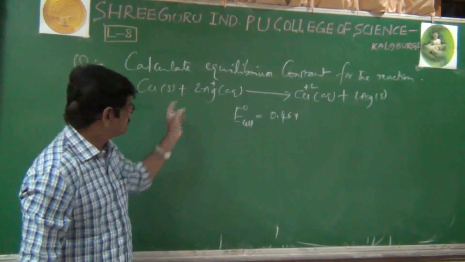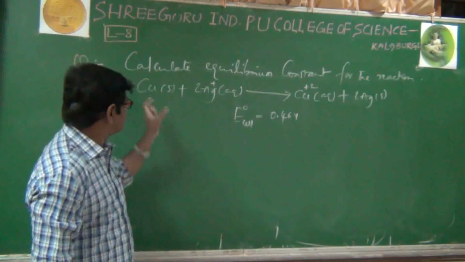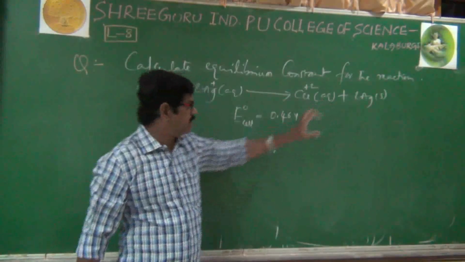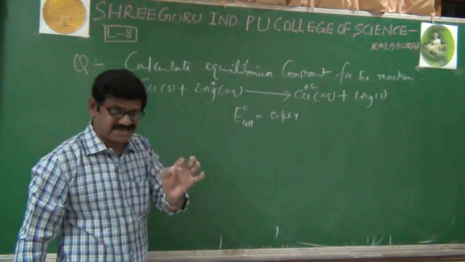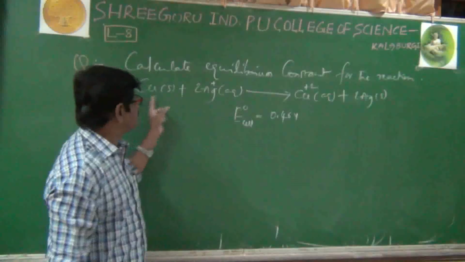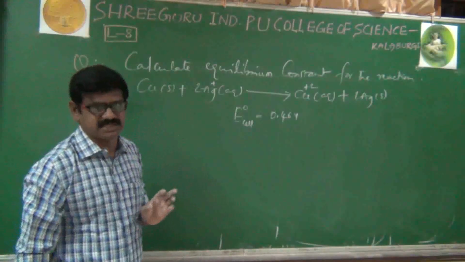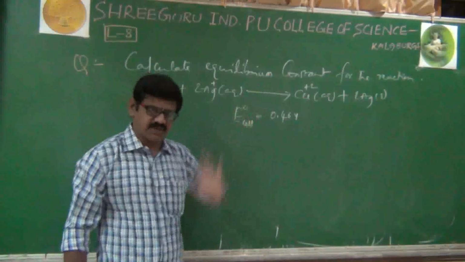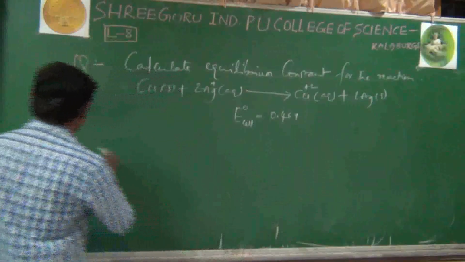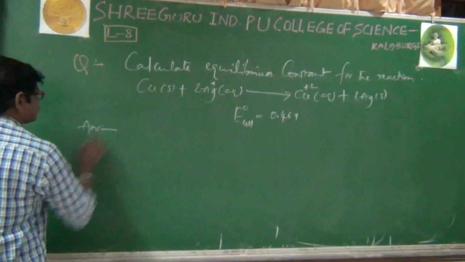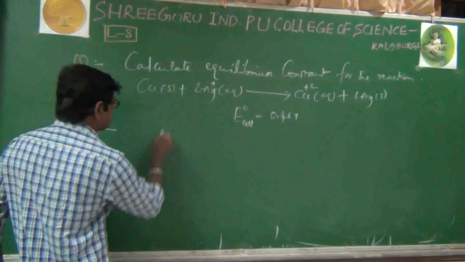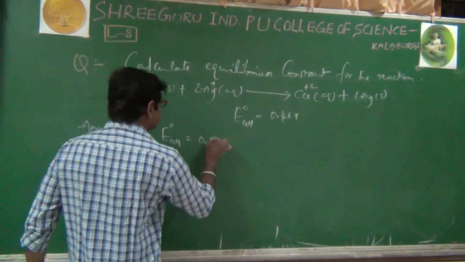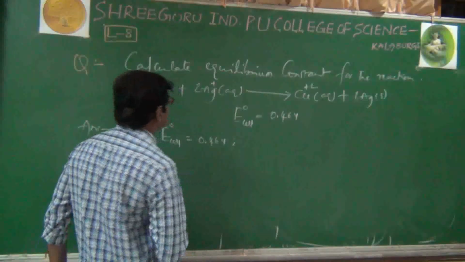Here one net cell reaction has been given. In this net cell reaction these are the reactants as well as the products. And this cell has been constructed with the help of copper and silver electrodes, that's it. And E naught cell value is directly given in the question. Now we'll solve the question. Same as before, we write the given information: E naught cell is equal to 0.46. This is also given in the question only.